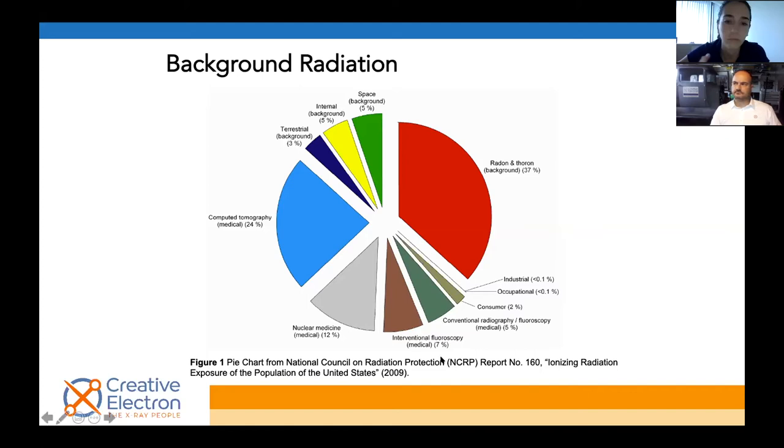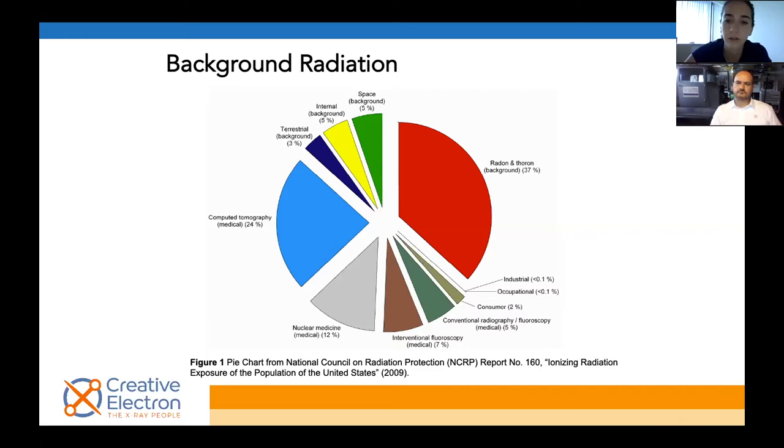This teeny tiny sliver right below the red, it's less than 0.1%, is for industrial and occupational. So our x-ray machines would fall into this category. And there's a few reasons why this piece of the pie is so small.